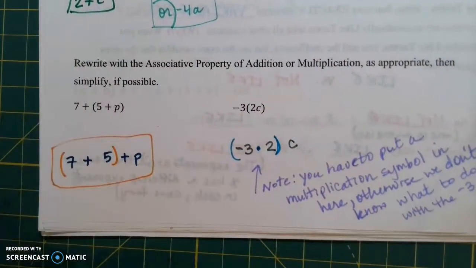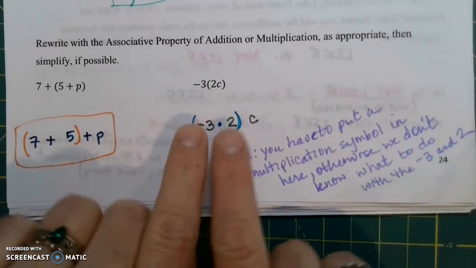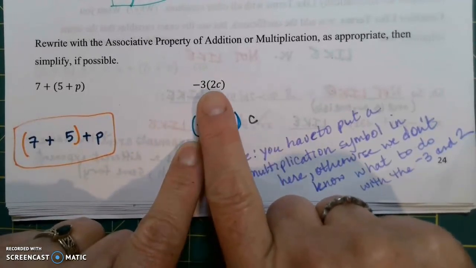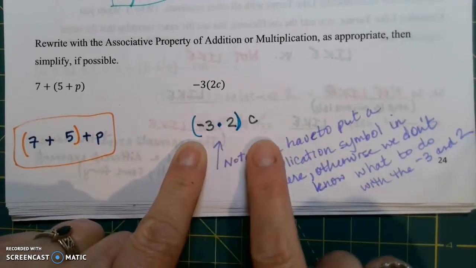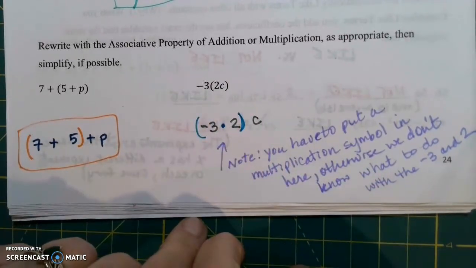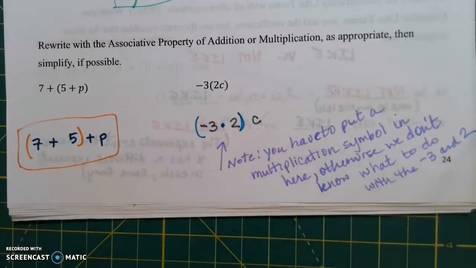And then the bottom on the right here, remember with associative property, we're going to keep it in the same order. So I wrote down my -3, my 2, and my c, but then I want to move the parentheses so they're around the -3 and the 2 now. And this is what my note is about: you have to stick that multiplication symbol in there. We can't just squish -3 and 2 together because they're both numbers.